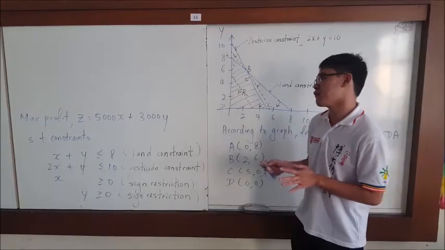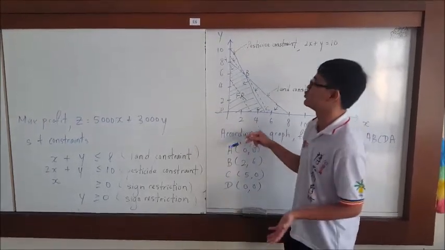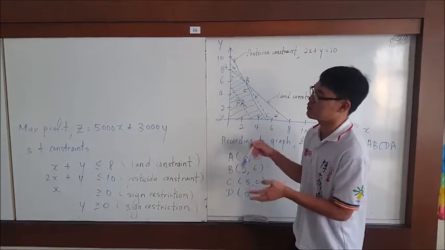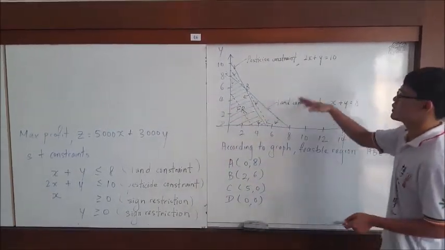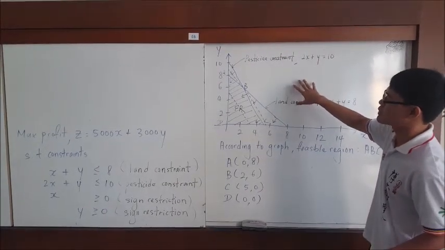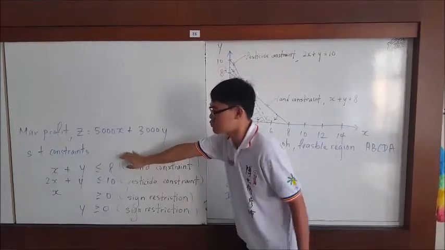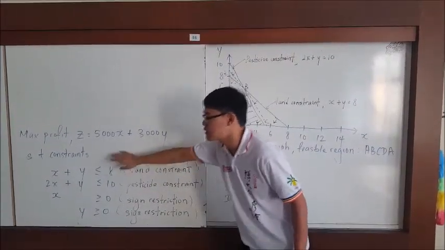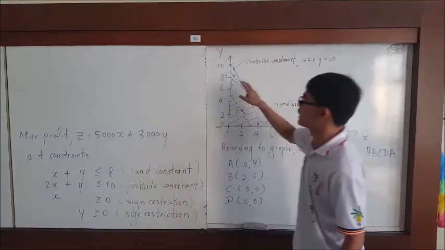After we figure out the objective function and all the constraints, we can start to draw the graph based on the information collected. So here's the graph that I drew. Before you can start to draw a graph, you need to transform the inequality signs in the constraint equations to equal signs, so that we can use these two constraint equations to draw the lines on the graph.